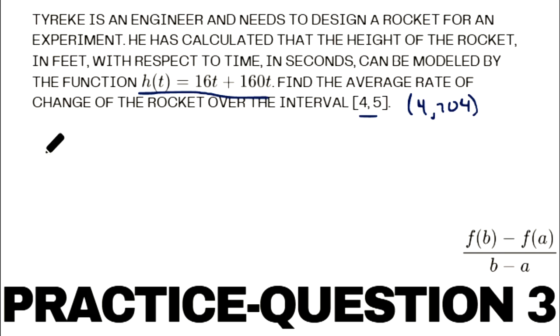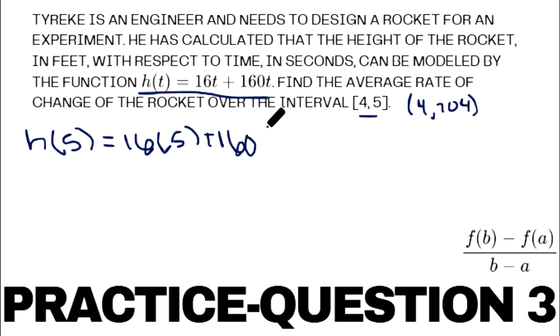So when t equals 5, we're going to figure out what h equals. We have 16 times 5 plus 160 times 5.